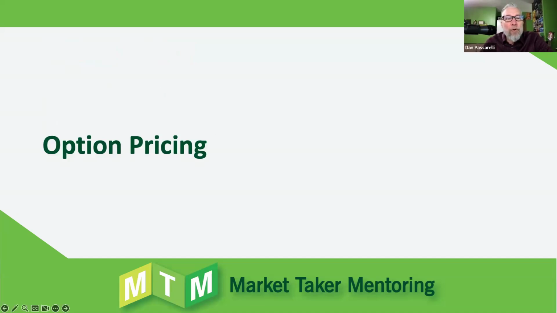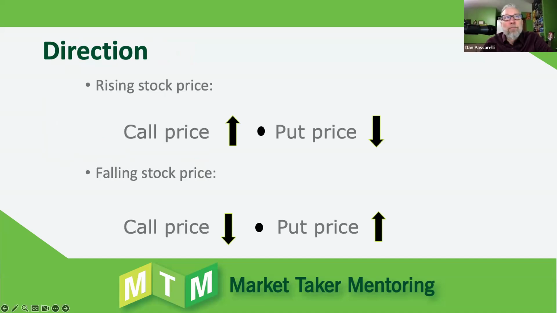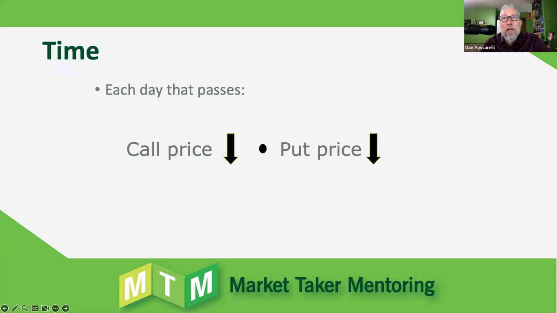As far as options pricing goes, let's talk about that. When stocks rise, stock price goes up, call price goes up, put price goes down. When stocks fall, call price goes down, put price goes up. That's easy, and that's one of the first things people learn. Is that enough? Gosh, no. Because there's also time. As each single day passes, both call prices and put prices go down. And that, friends, is probably the second thing that people learn.